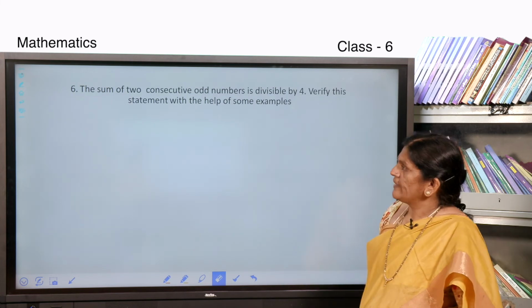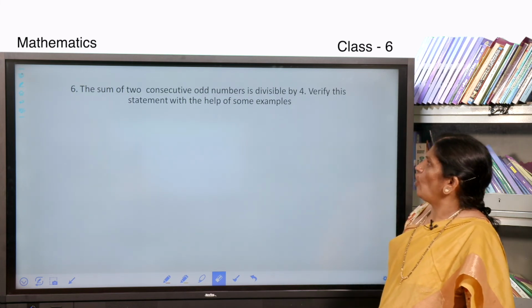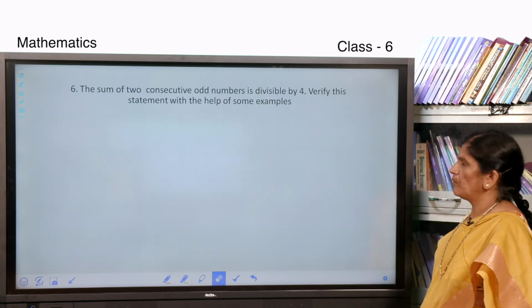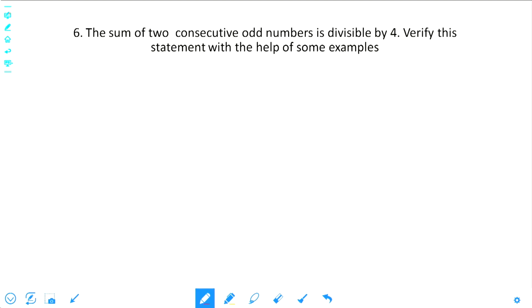Next question. The sum of 2 consecutive odd numbers is divisible by 4. Verify this statement with the help of some examples. See, sum of 2 consecutive odd numbers. Consecutive means continuous numbers. Odd numbers. Let me take 3, an odd number, plus 5, consecutive, 3 and 5, sum is 8. Yes, 8 is divisible by 4.